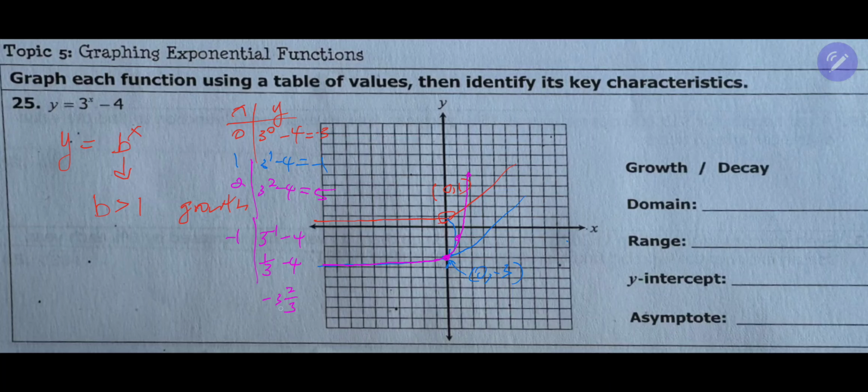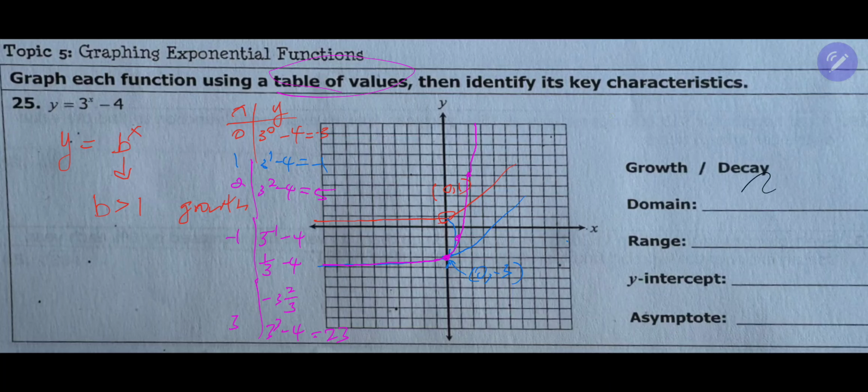If I want the third thing, I could plug in a 3, I guess. If I plug in a 3, it's 3 to the third minus 4. 3 to the third is 27. 27 minus 4 is 23. That goes off the graph, literally. So something like that. Okay, so that's how you would graph it, using a table of values, right?